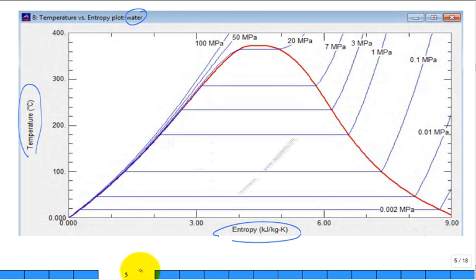But I really want you to pick this up because you got to own it, right? If you learn this, it'll just help you a lot in Thermo 2.